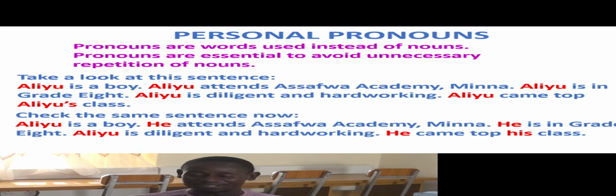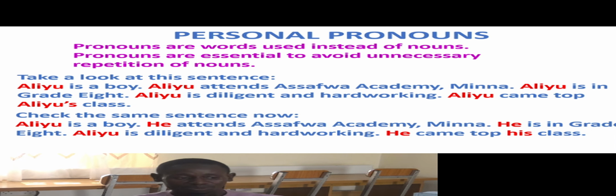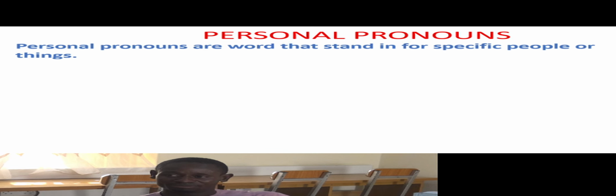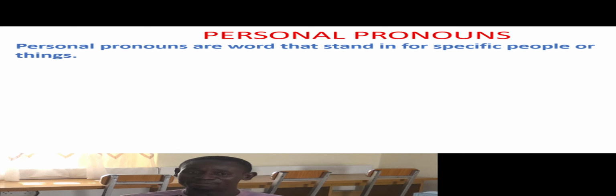Now let's look at personal pronouns properly. A personal pronoun is a word that stands in for specific people. That's the name of a person, the name of a thing, or the name of a place. Let me take that again. A personal pronoun is a pronoun that stands in for specific names. That can be the name of a person, the name of a thing, or the name of an animal. Now let's look at these examples.